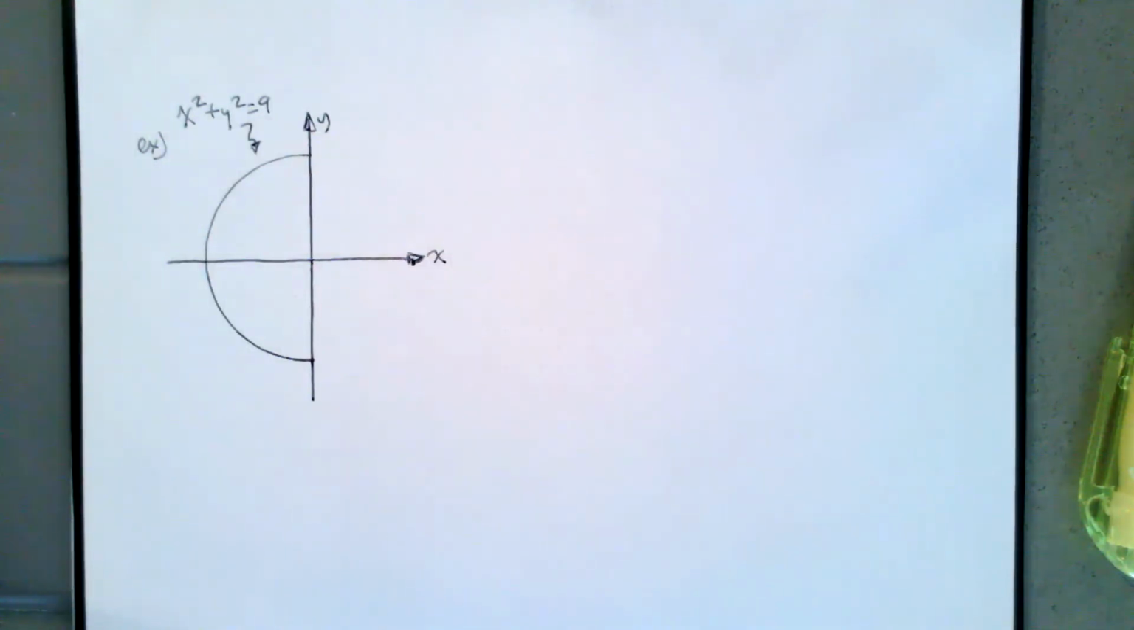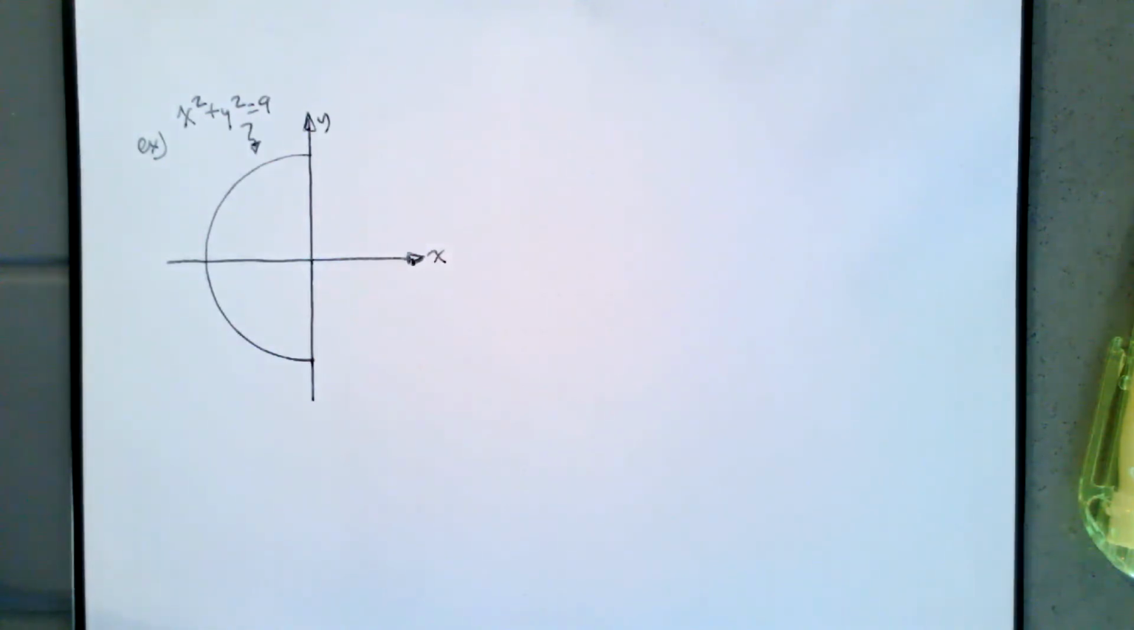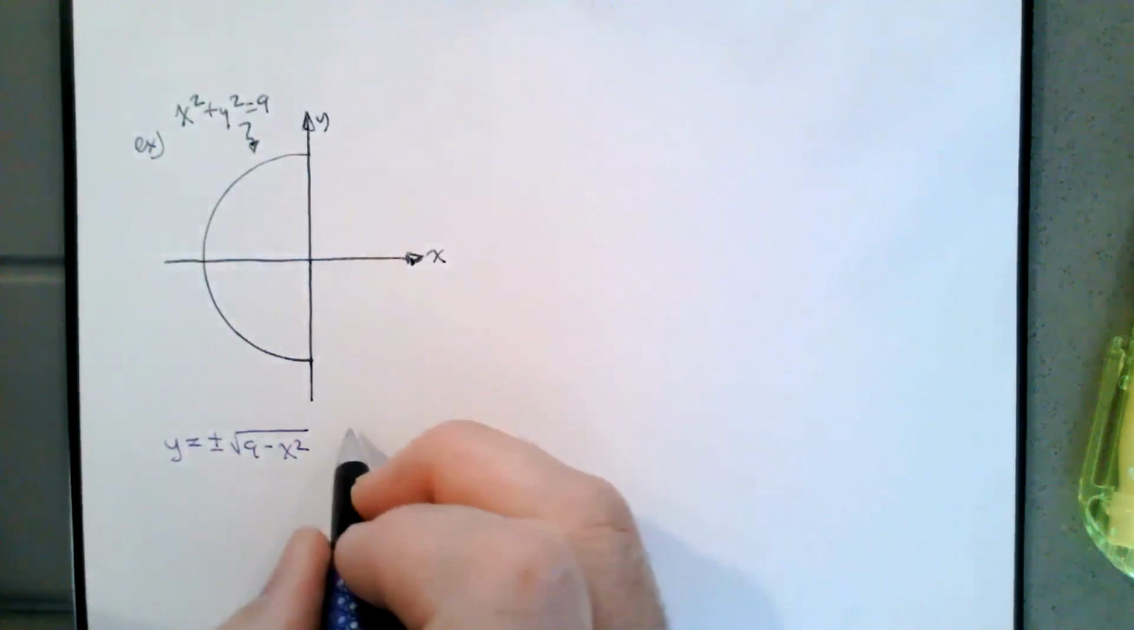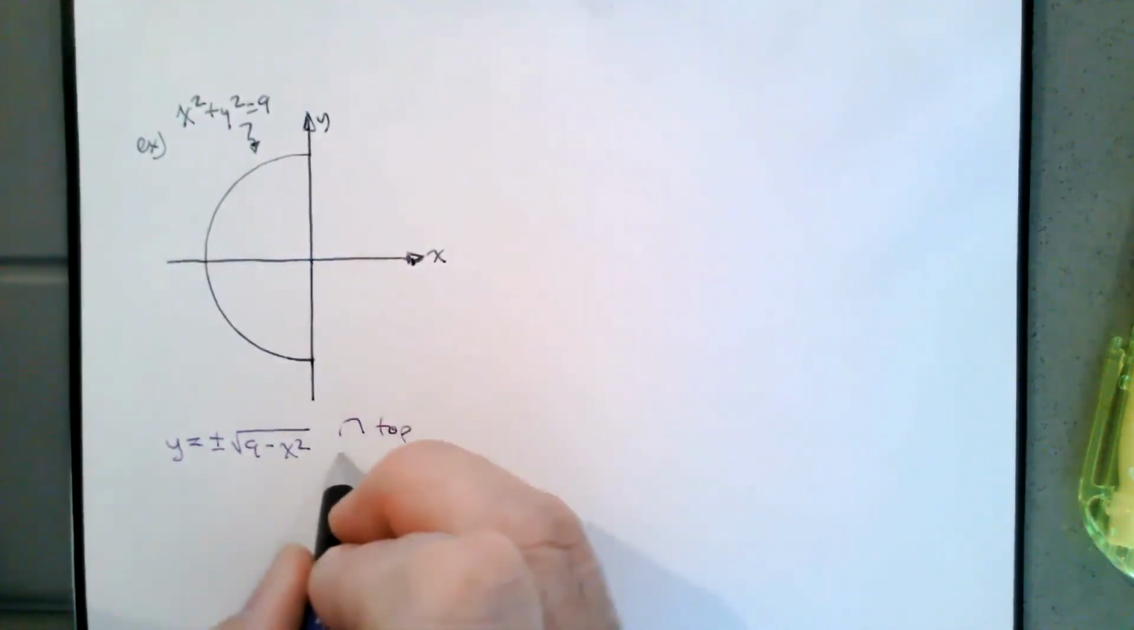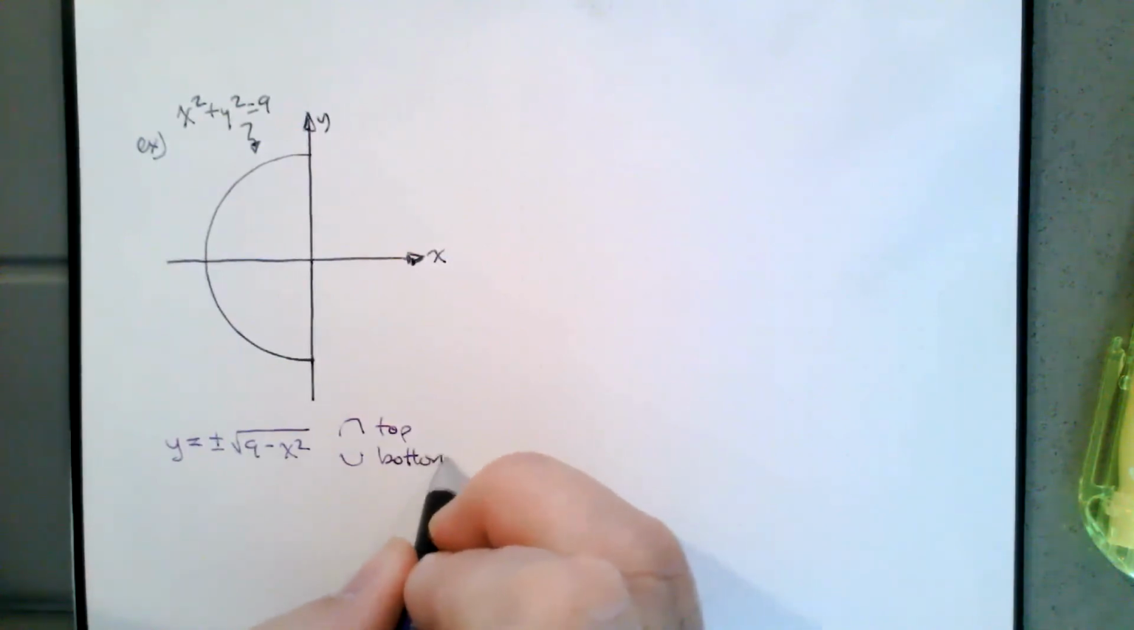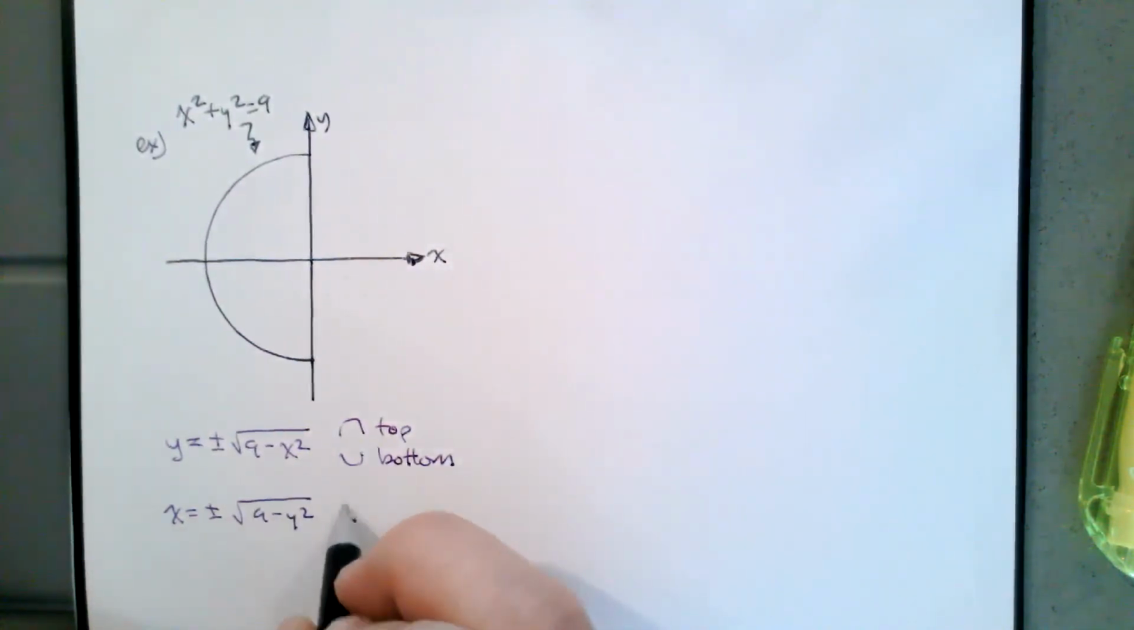Let's describe this with a double integral. Let's describe this with 2 double integrals. So we're going to have the same thing. When x squared plus y squared equals 9, I can write y as a function of x. It's plus or minus the square root of 9 minus x squared. This represents the top half and the bottom half. I can also write x is plus or minus the square root of 9 minus y squared for the left and the right.